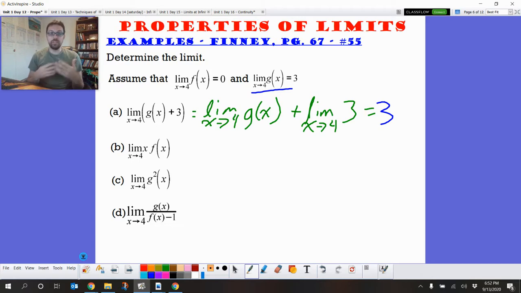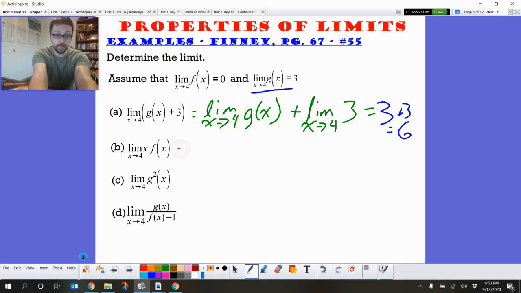Now the limit as x goes to 4 of just 3. That's a line, y equals 3, just a boring horizontal line that sits at 3 forever. And if it's sitting at 3 forever, then as it gets to 4, it's still going to be 3. So this limit is 6.